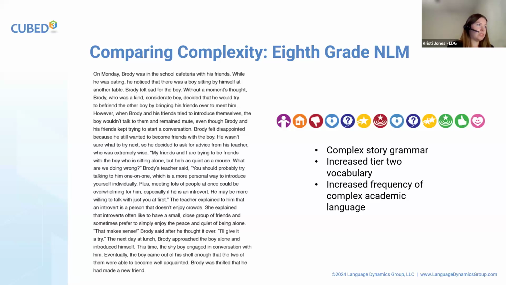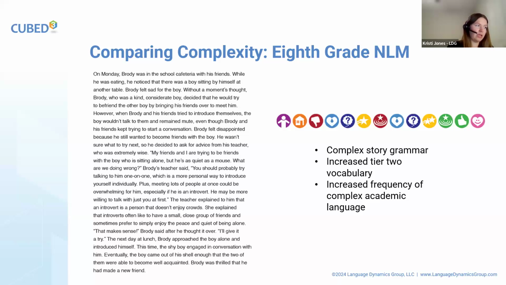He wasn't sure what to try next, so he decided to ask for advice from his teacher, who was extremely wise. "My friends and I are trying to be friends with the boy who is sitting alone, but he's as quiet as a mouse. What are we doing wrong?" Brody's teacher said, "You should probably try talking to him one-on-one, which is a more personal way to introduce yourself individually. Plus, meeting lots of people at once could be overwhelming for him, especially if he's an introvert. He may be more willing to talk with just you at first." The teacher explained to him that an introvert is a person that doesn't enjoy crowds. She explained that introverts often like to have a small, close group of friends and sometimes prefer to simply enjoy the peace and quiet of being alone.